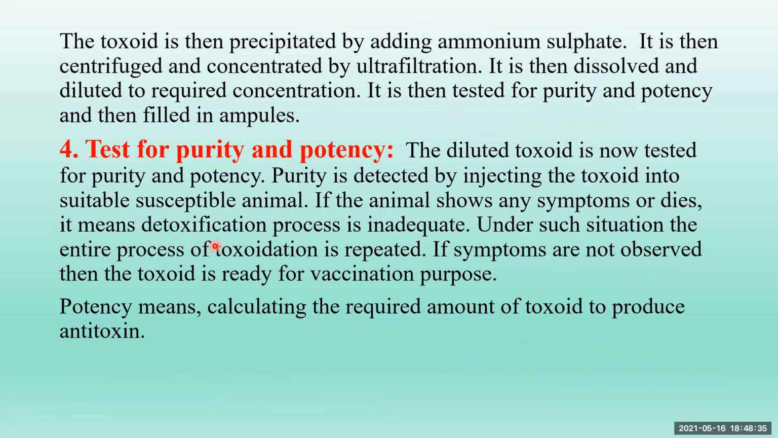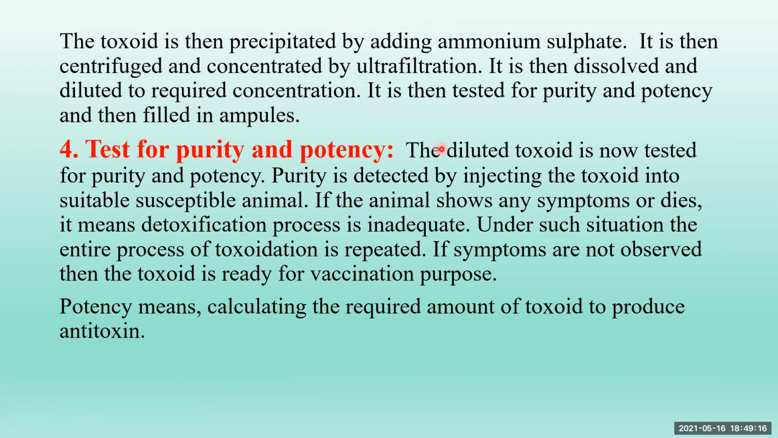The toxoid is then precipitated out by adding ammonium sulfate. It is then centrifuged and concentrated by ultrafiltration. It is then dissolved and diluted to the required concentration in a particular sterile liquid. And then the purity and potency testing is done. Once the purity and potency tests have been passed, then ampule filling is done. The ampules are sealed and labeled.